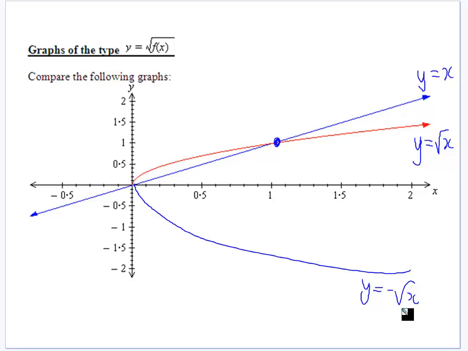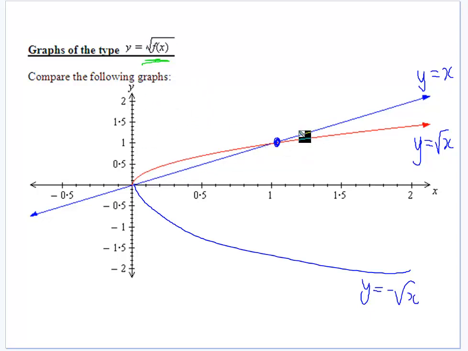Now this time what we want to do is graph functions of the type y equals the square root of the function. Again, we've got certain rules we need to follow, certain situations that will always exist. Now, you have graphed square root functions before. So what you've got to consider when we do this is whether it is the positive or the negative.